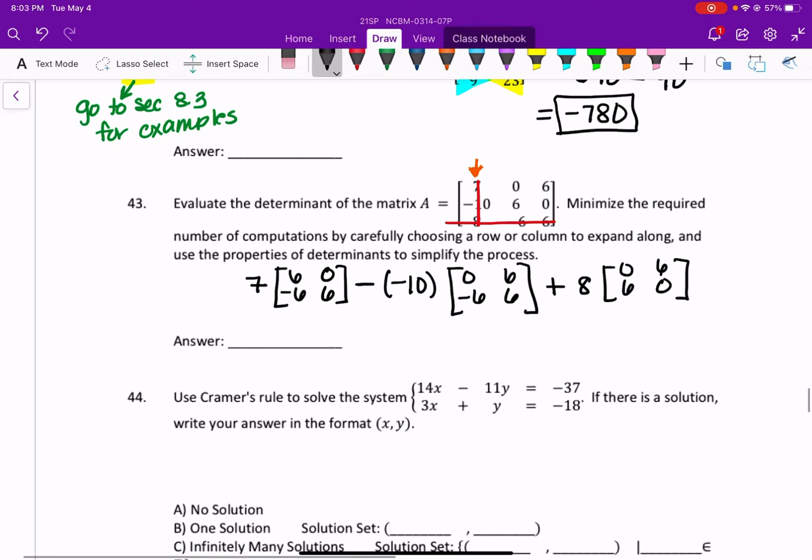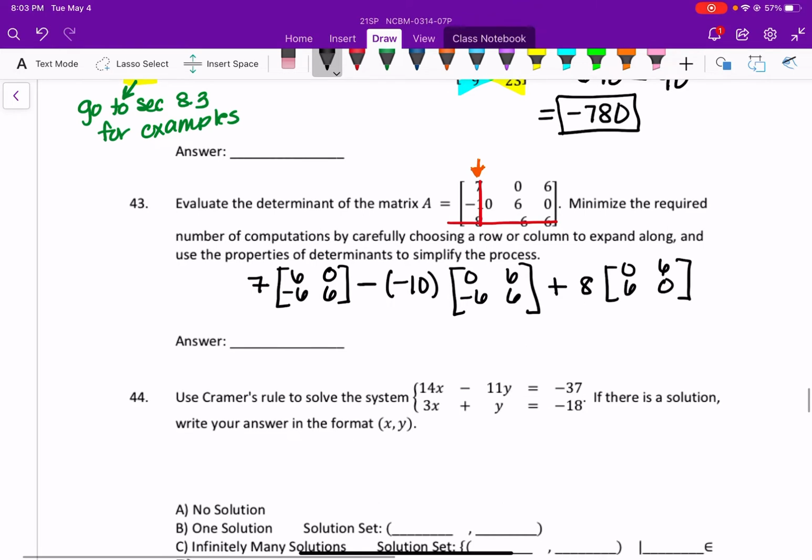So now we're just going to do the determinant of all three of these little matrices and multiply them times our coefficients. So for this first one, we still have our 7. I'm going to do our parentheses and we're going to do our determinant. So we're going to do 6 times 6, which is 36, minus -6 times 0, which is 0. 2 negatives right there make that a +10.